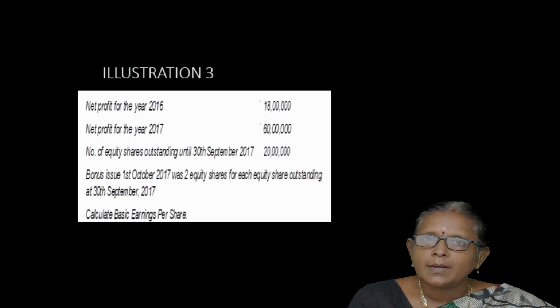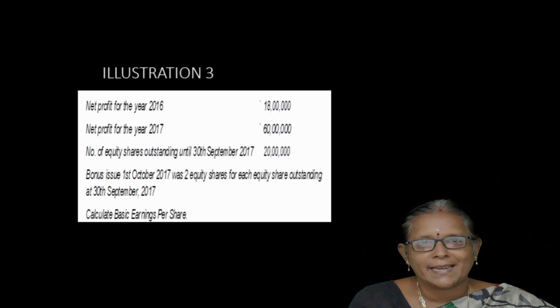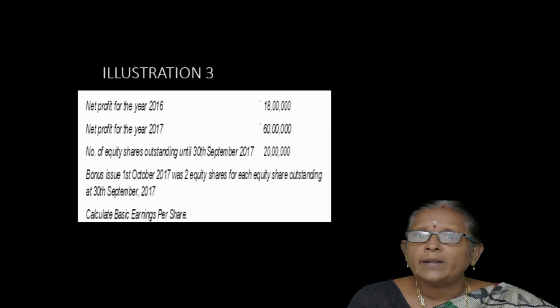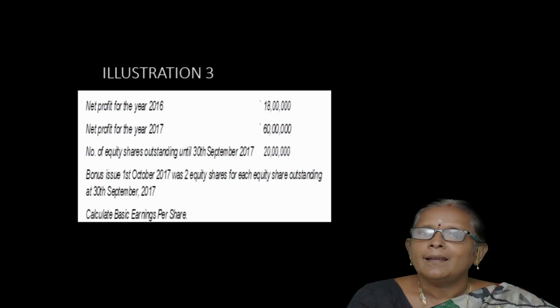But it is wrong. For bonus issue, even though the bonus shares are issued on 1st October 2017, it is deemed to be issued on 1st January 2017. So, you have to note it down. For bonus issue, even though the bonus issue was made on 1st October 2017, it is deemed to be issued on 1st January 2017. That is why there is no need to find out weighted average number of shares. But you can take it as it is.